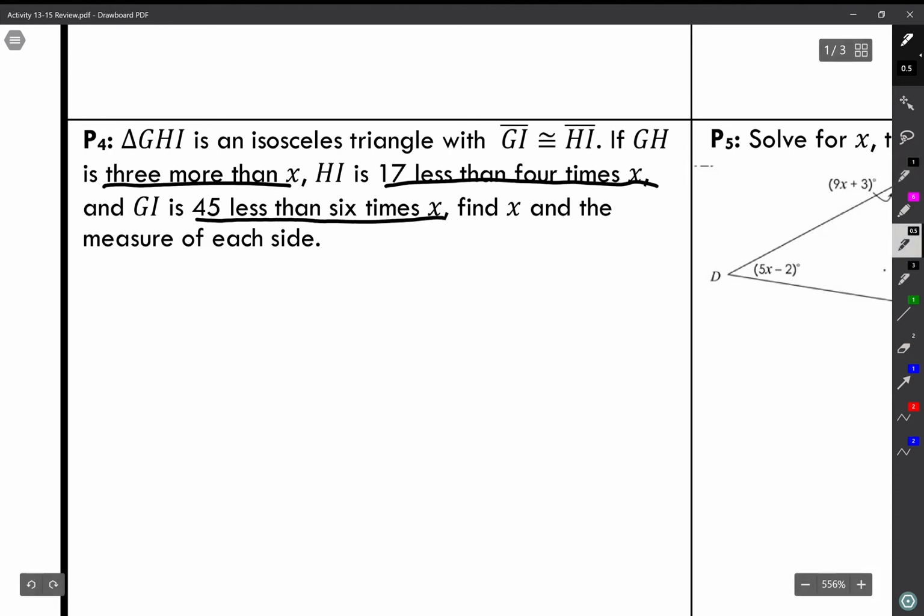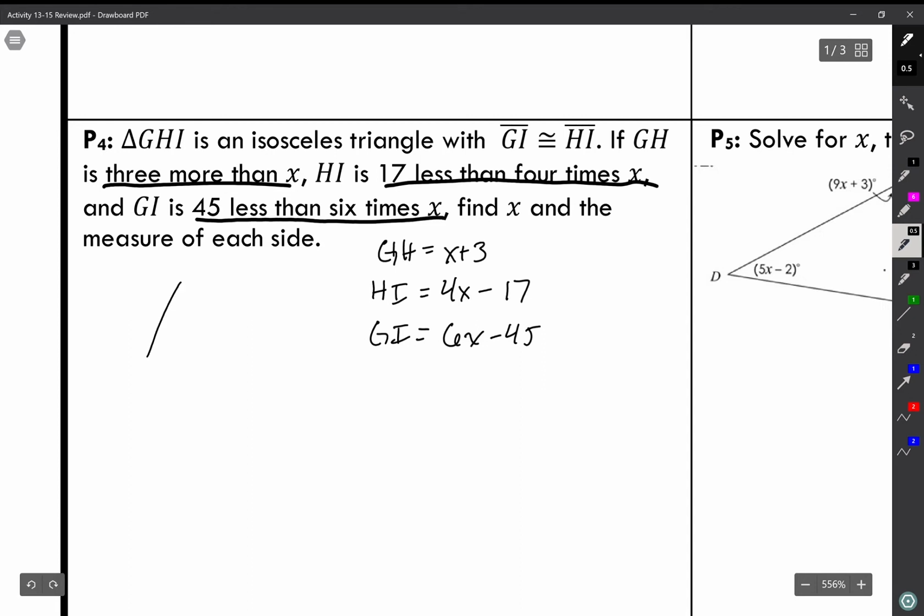What we're going to do here is first figure out in terms of math what these are saying. GH, we said, was 3 more than x. That's really just x plus 3. HI is 17 less than 4 times x, so it's 17 less than whatever 4 times x is. So it'll be 4x minus 17. And then GI is 45 less than 6 times x. So similarly, 6x minus 45.